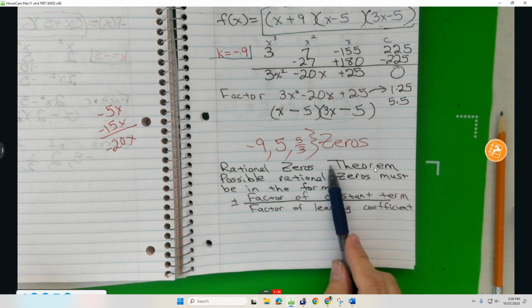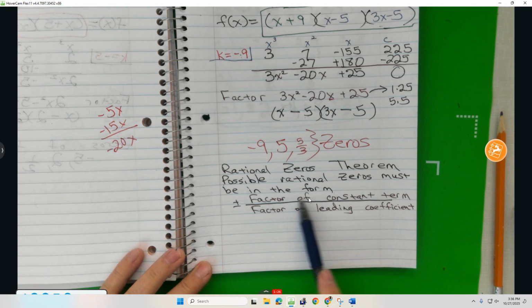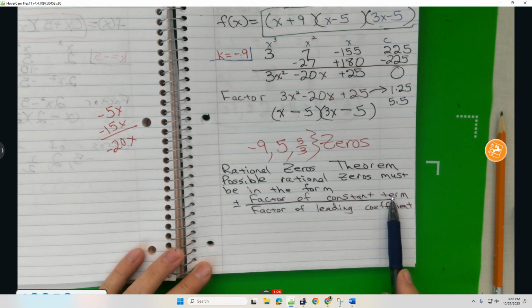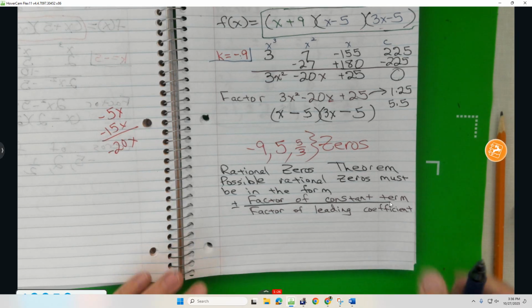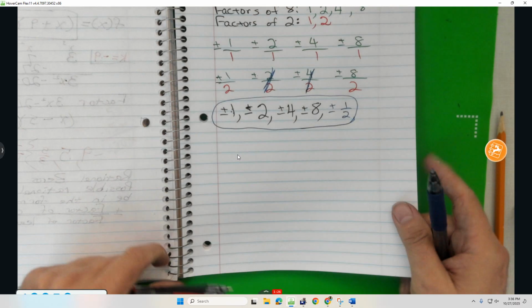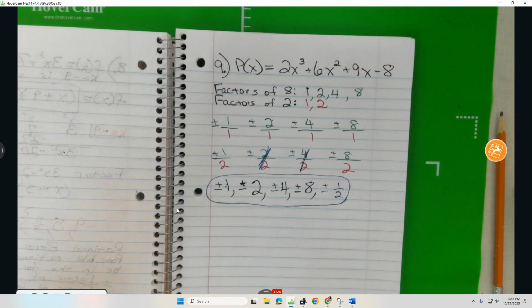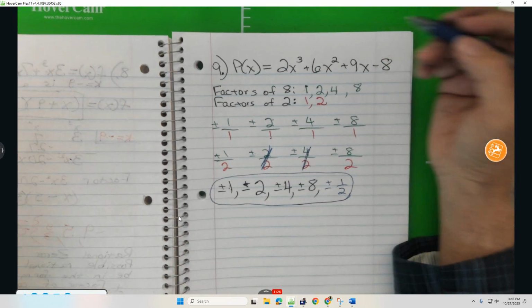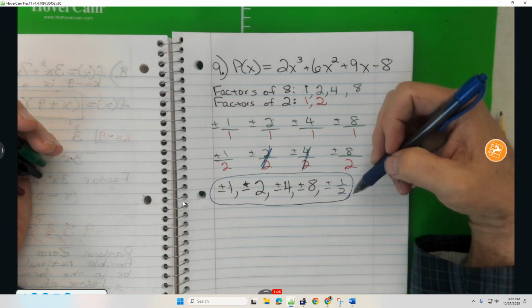The rational zeros theorem says the top must be factors of the constant term. The bottom must be a factor of the leading coefficient. Okay? Before we're through, I want y'all to tell me, how is this answer going to change?